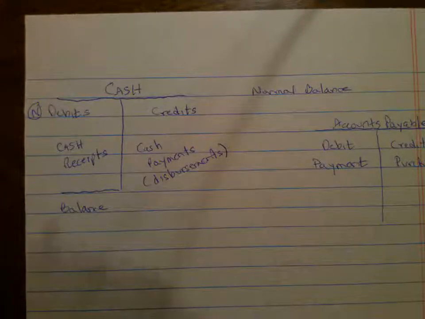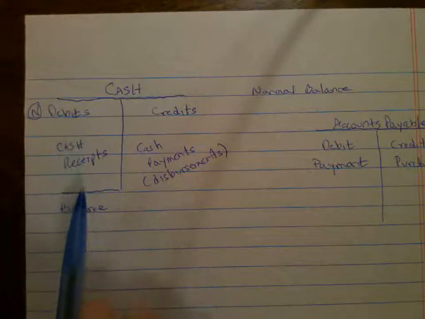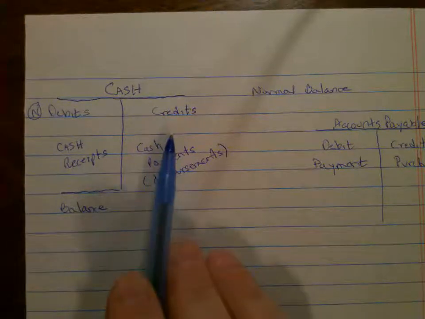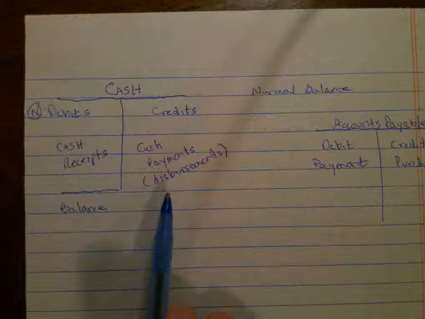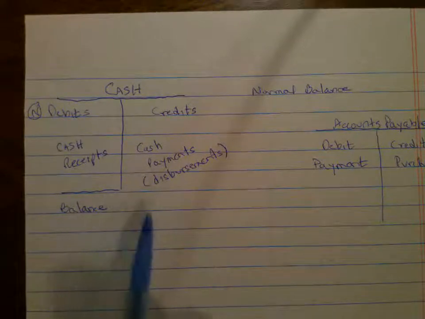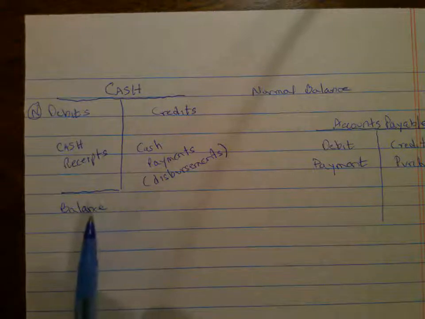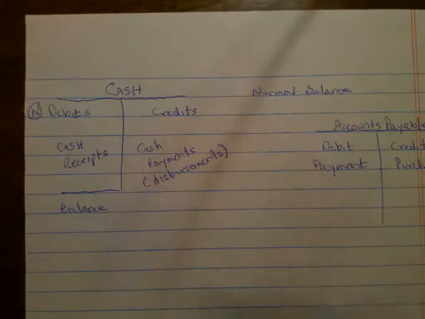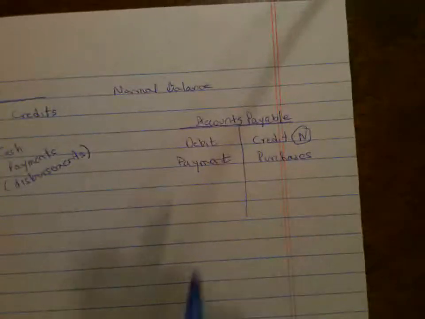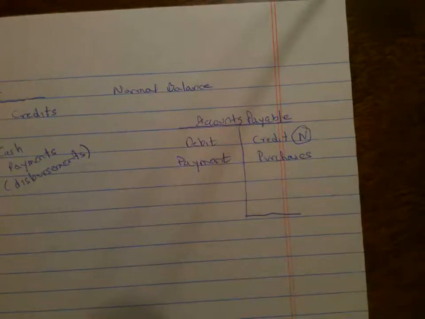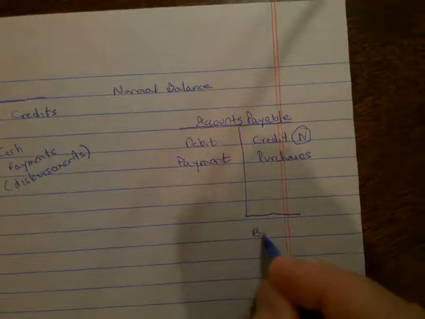Over here, as we receive cash, the balance goes up. As we disperse cash, the balance goes down. The balance here never goes below zero. It should never go below zero. So it should always be a debit balance, a positive debit balance, or zero. Over here in accounts payable, your balance will always be on the credit side. That's where your balance will be.